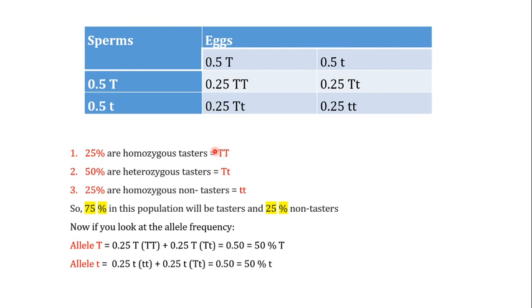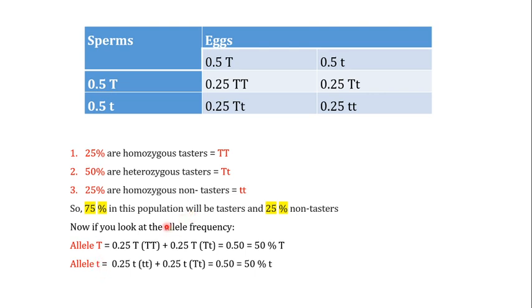Now, these are giving you the genotype frequencies: 25% will have this particular genotype, 50% will have this particular genotype, and 25% will have this particular genotype. Now, if you talk about the allele frequency, by that I mean what will be the frequency of the capital T allele and what will be the frequency of the small t allele.